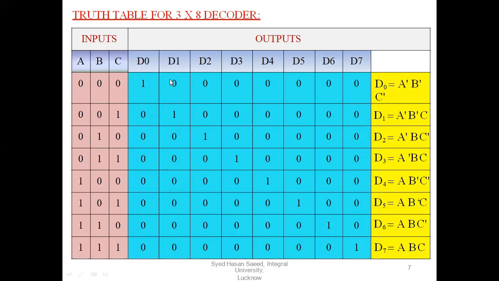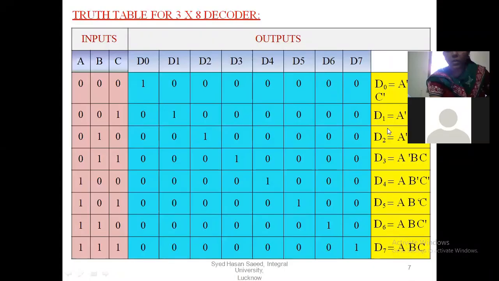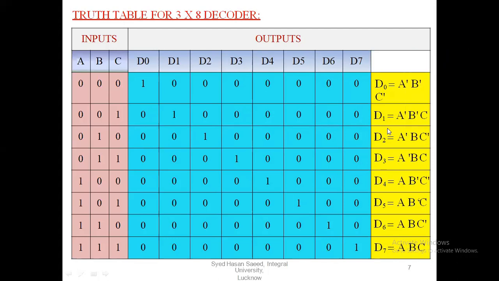And how it will produce the output: this value indicates 0, so only at D0 you have to make it 1. Remaining all are zeros. D0 is equal to 000, that is A bar, B bar, C bar. We have to represent it in terms of min terms, not max terms. So here D0 value is 000, only that one, A bar, B bar, C bar.